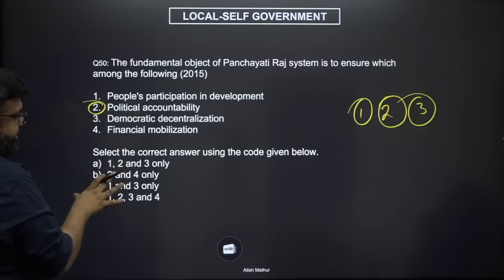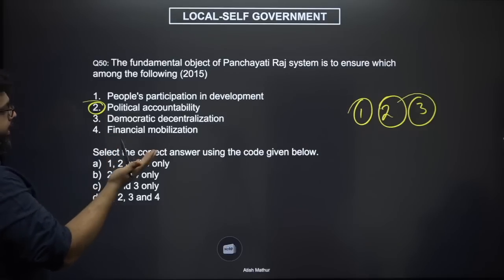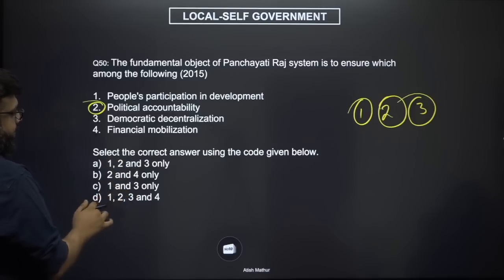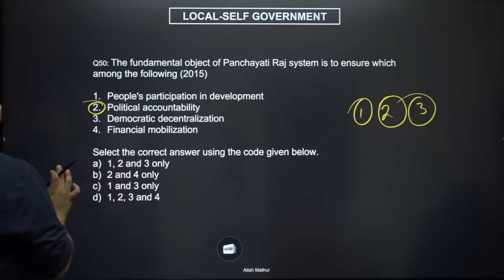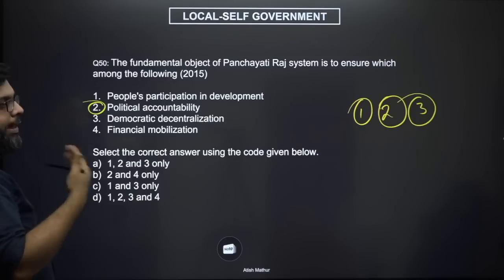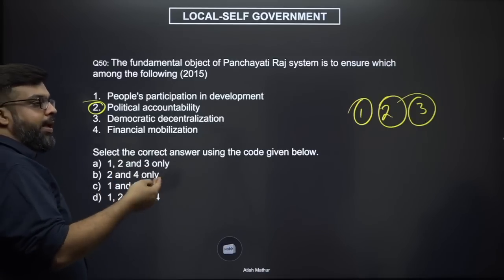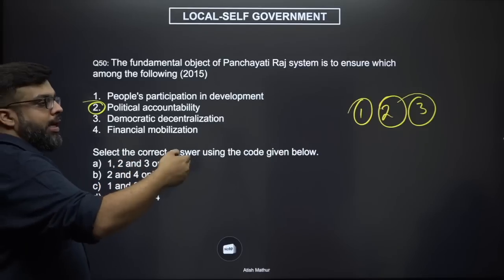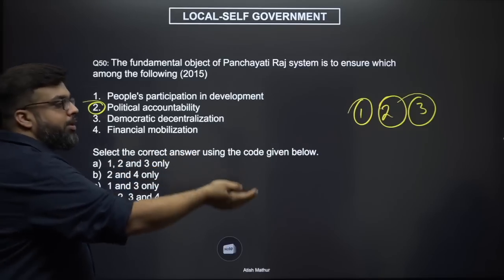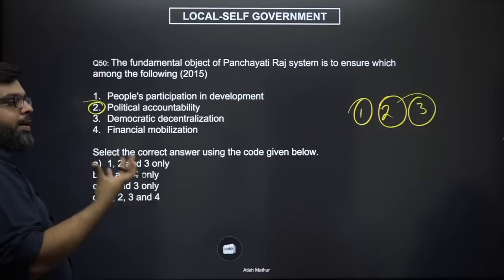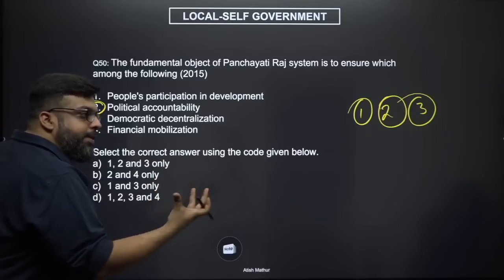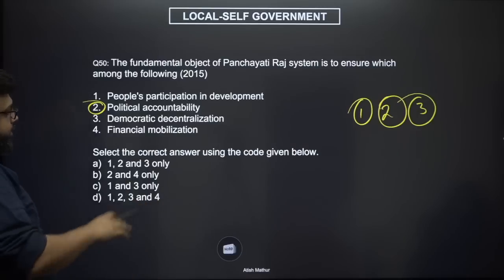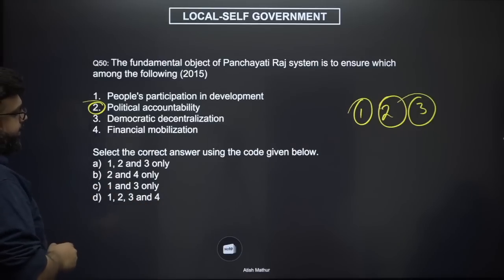Democratic decentralization is definitely the case because that's the objective. So 3 definitely has to be there. Political accountability seems to be a little bit of a problem, because through Panchayati Raj you are not making the politicians, your MPs or MLAs, accountable to anybody, right? Here you're building a government of the people, for the people, by the people, from within the people at the community level. So this definitely doesn't seem the case.